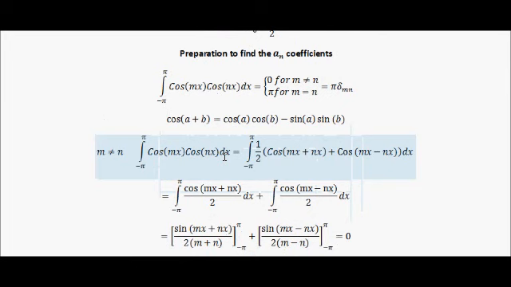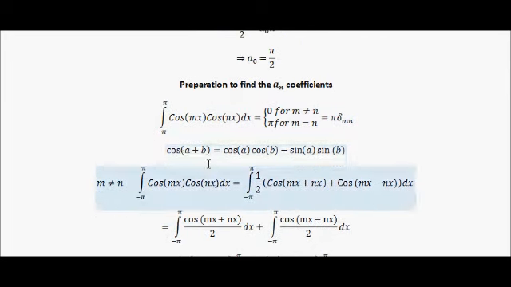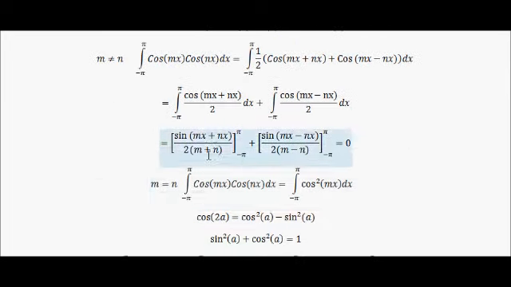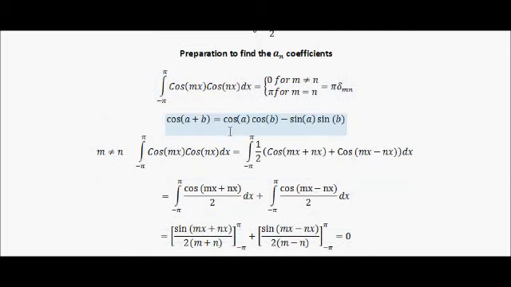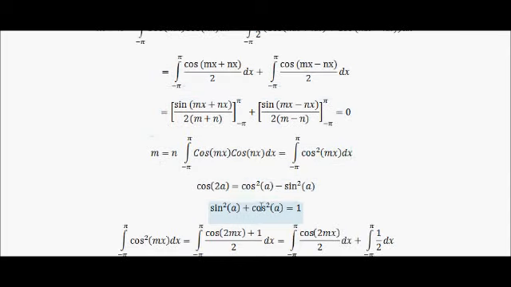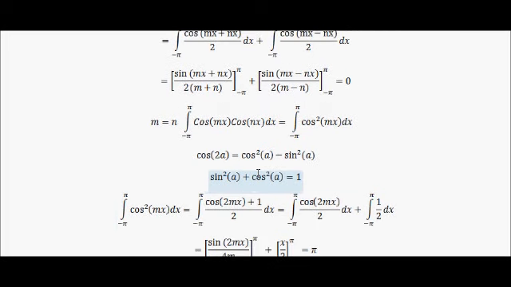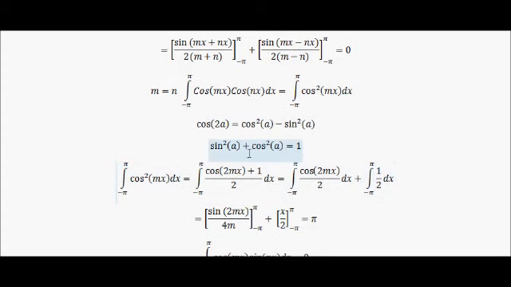To evaluate this integral, again we need to use this addition formula. But in this case we let b equals a. So cos 2a equals cos squared a minus sine squared a, which is proved using this. I'm going to use the Pythagorean identity, sine squared a plus cosine squared a equals 1. And we can simply use this to rewrite the minus sine squared. So that's 1 minus cosine squared, obviously.